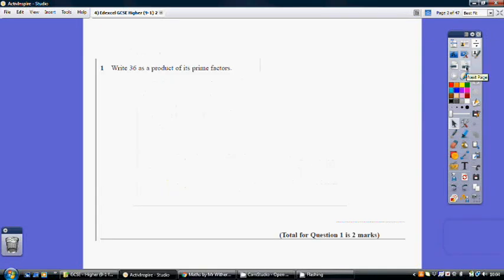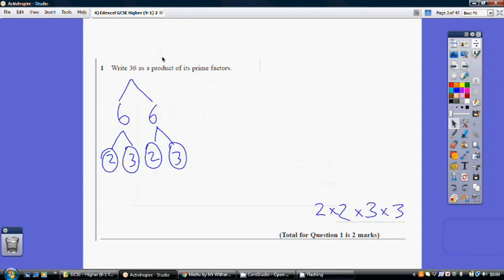Question 1, write 36 as a product of its prime factors. Well, this is the number tree, so break 36 down into two of its factors, doesn't matter which. So for example, 6 times 6 is 36, and then is 6 a prime number? No, it isn't, so you carry on with the number tree.